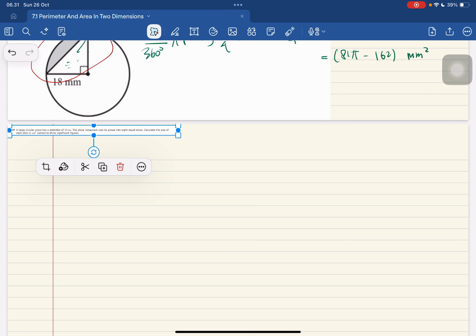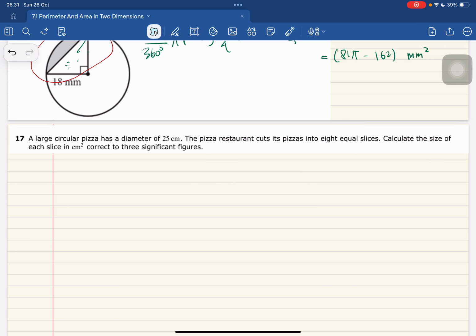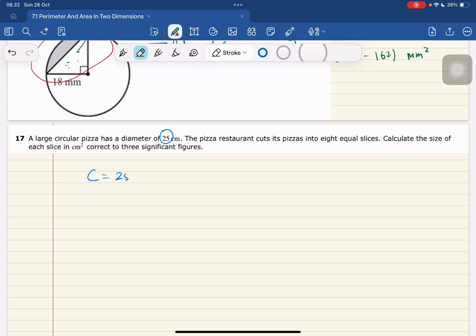Oh, here is the question. Let's see the question here. A large circular pizza has a diameter of 25 centimeter. Okay, it makes sense. 25 centimeter diameter. So write it. The first information, diameter is 25. Cut the pizza into 8 equal slices. So we cut it into 8. Calculate the size of each slice in centimeter.